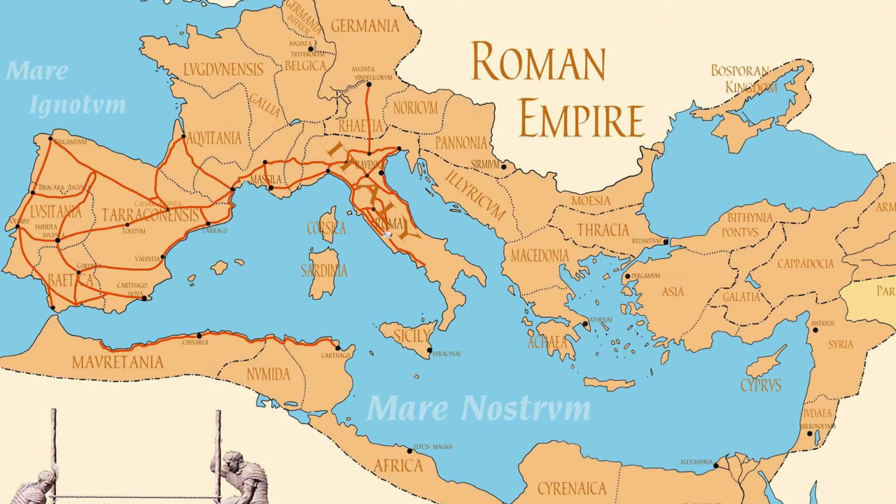At its height, it reached from today's English and Scottish border in the north to the Egyptian-Sudanese border in the south, and from the Atlantic coast of Portugal in the west to the Syrian-Iraqi border in the east.